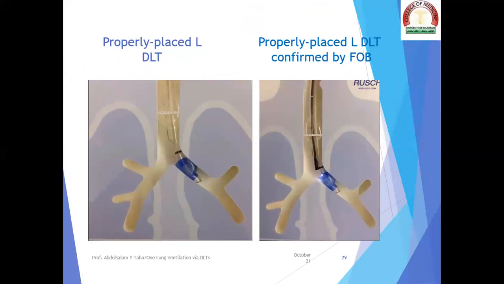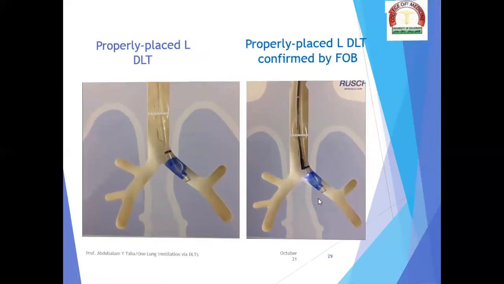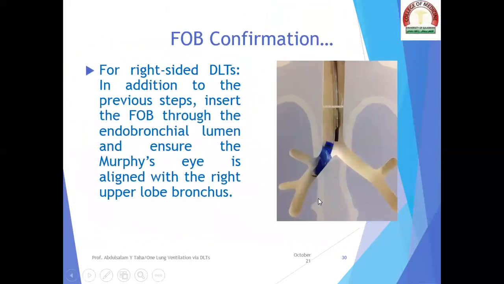So in this picture, we show a properly placed left-sided double lumen tube with a bronchial balloon in the left main stem bronchus, and the fiber optic bronchoscope shows that the bronchial balloon is just distal to the carina.